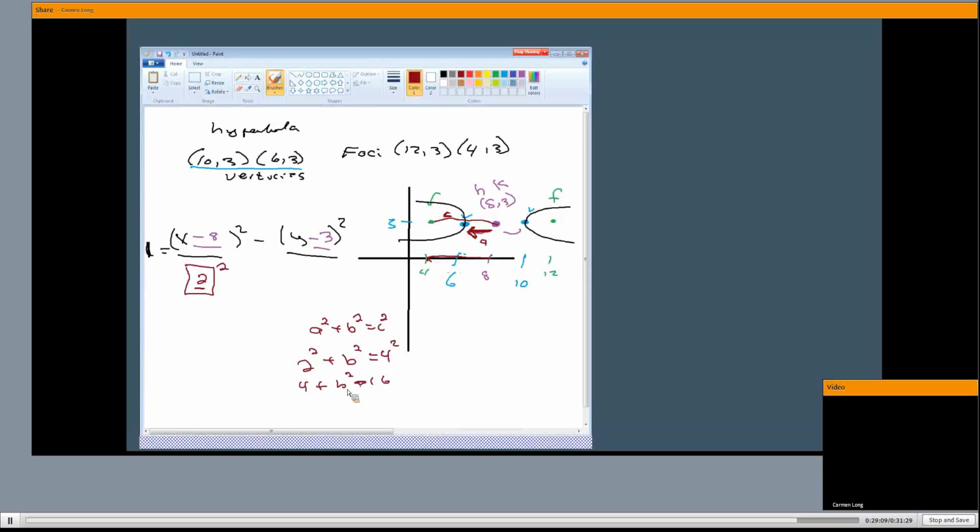Now, let me tell you what the B is. The B is the distance from the center downward to make a little box to create the asymptotes. See, it's so cool. It all just works together. It's so wonderful. I know. I can't help it. I'm kind of nerdy. So the distance from the center to the vertex is the A, and the distance from the center to, I guess it's like, I don't know.